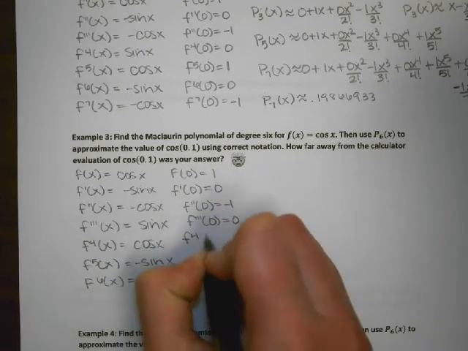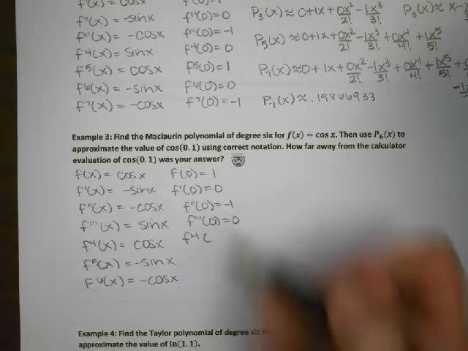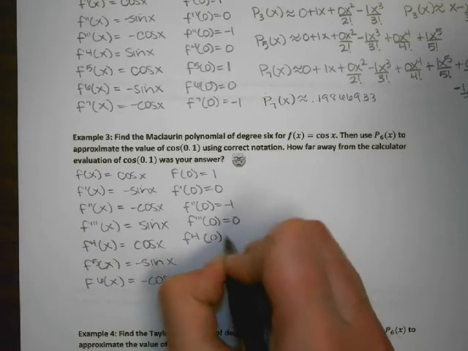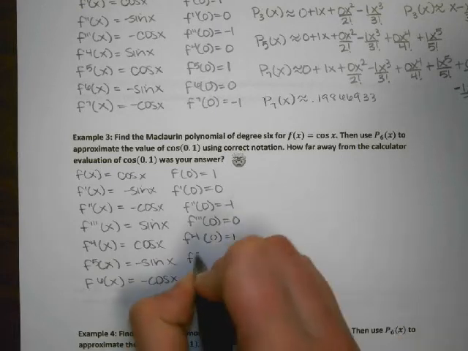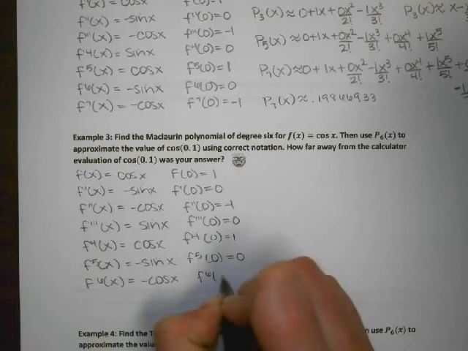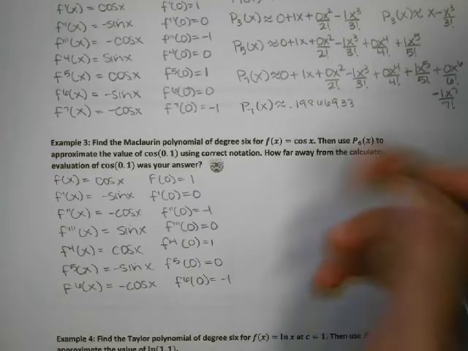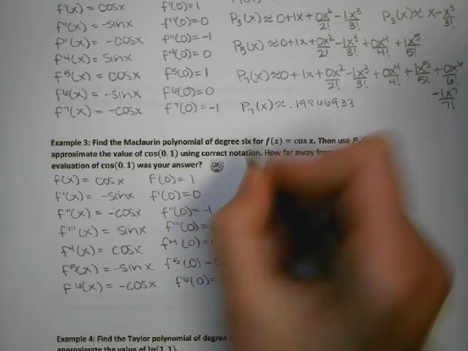sorry, that'd be 1, 0, and negative 1. Okay, so this one is not as terrible as the last one because it's not asking us to find all of them, just the sixth.